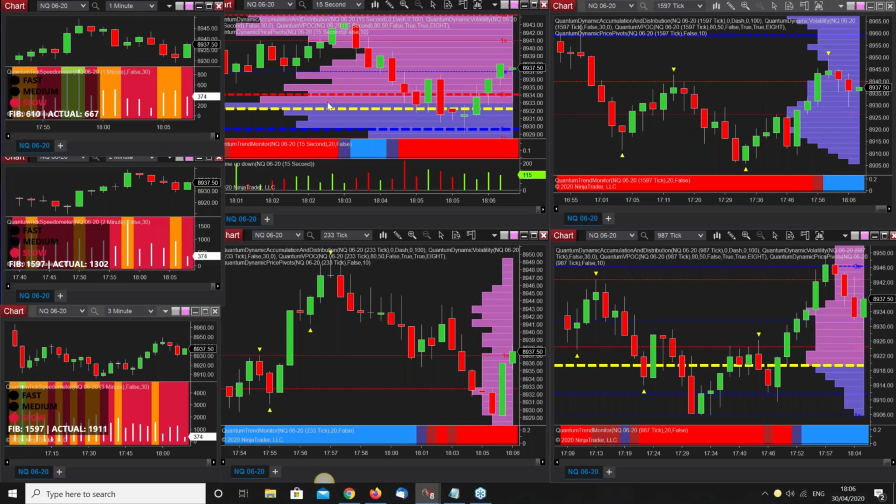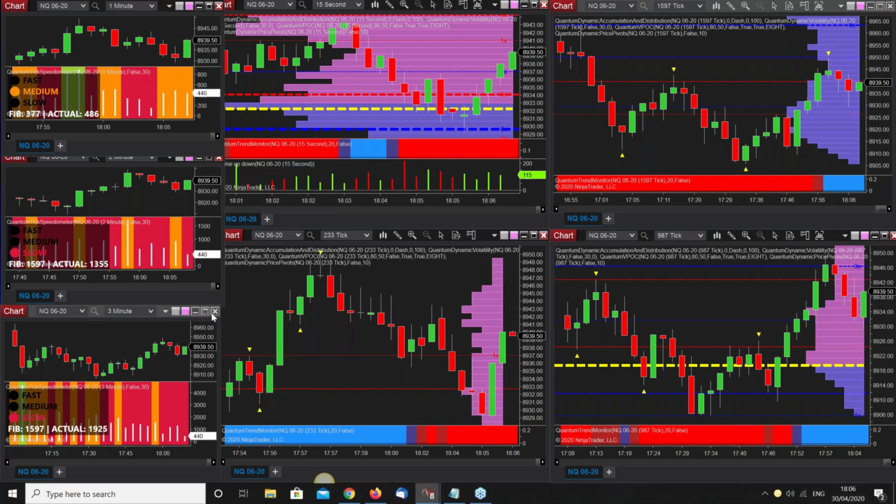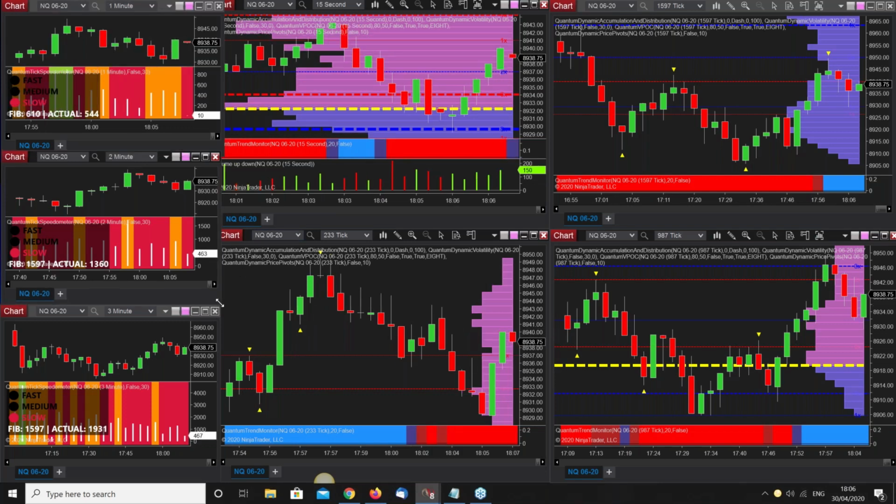You then have the advantage of being able to trade that off the tick chart where you're looking at raw momentum, because each of these tick charts is set up. Just move that over there a little bit. Sorry about that.